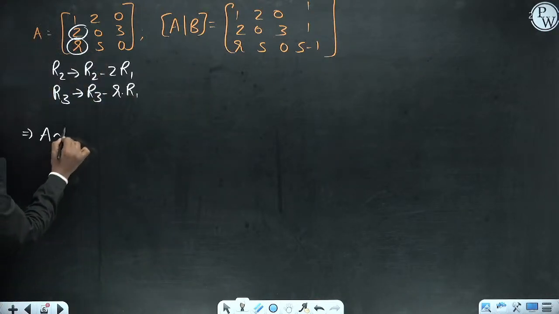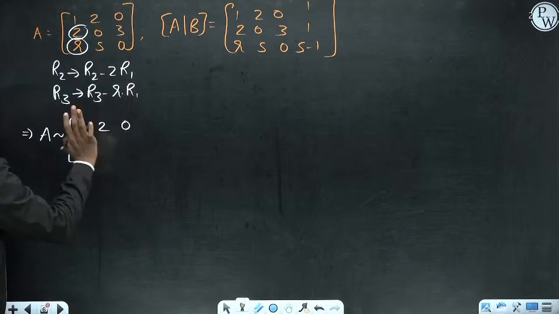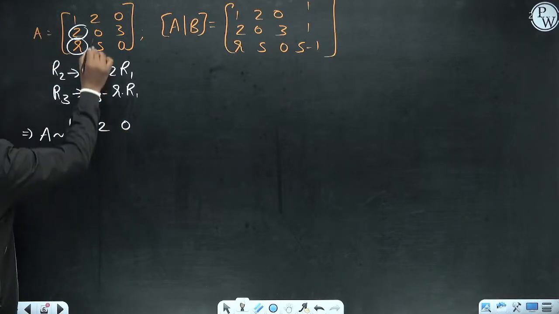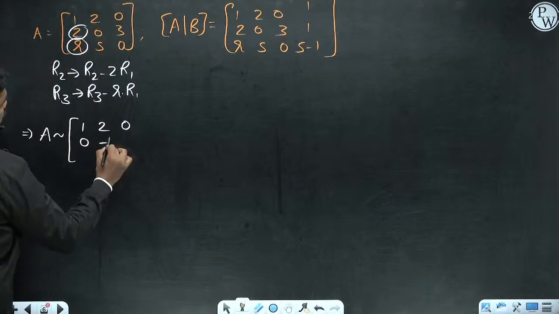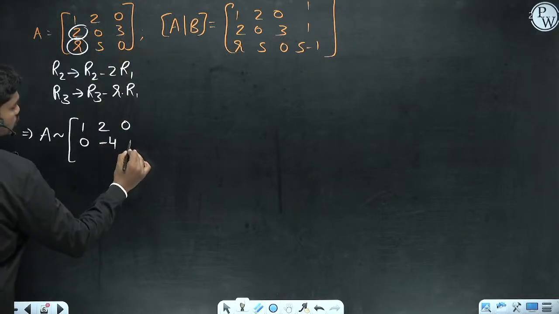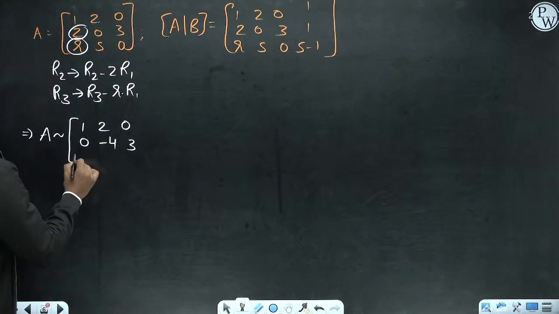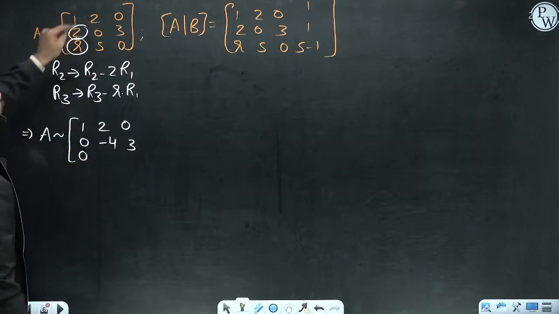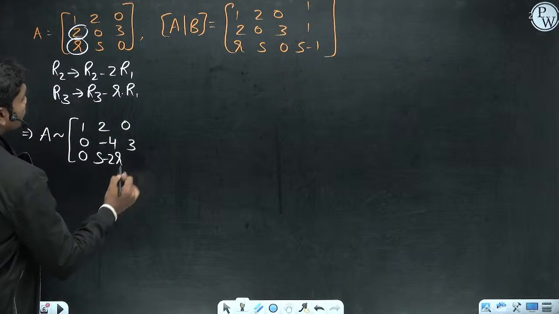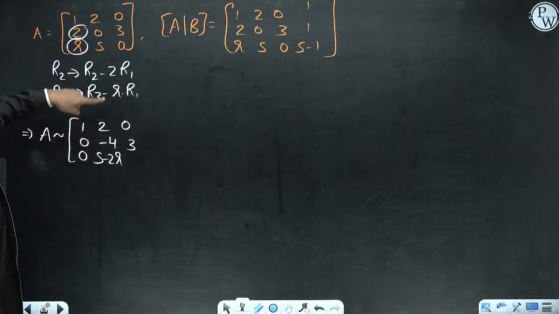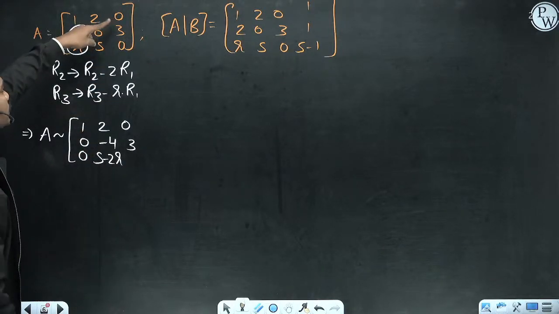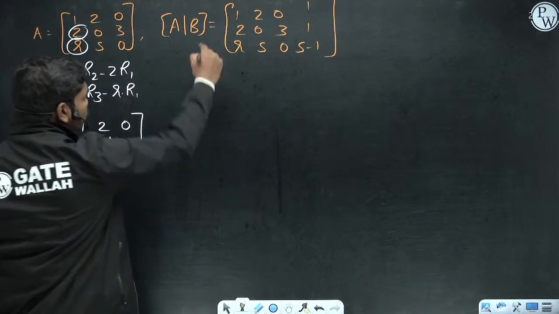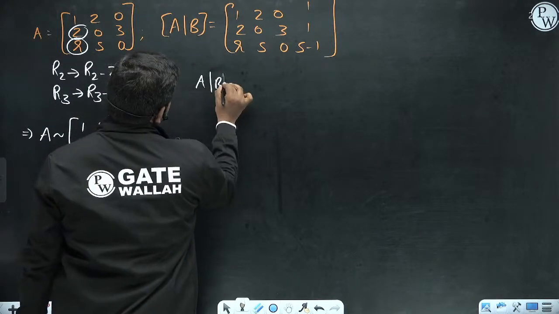ये इज इक्वलेंट टू, फर्स्ट रो में कोई ट्रांसफॉर्मेशन नहीं है, सो 1 2 0, 2 minus 1, 2 minus 2 times of 1 is 0, then 0 minus 2 times of 2 is minus 4, 3 minus 2 times of 0, so 3. लेकिन यहाँ r minus r times of 1 is 0, s minus r times of 2, so s minus 2r, and s minus 2 times of r, okay, 0 minus 3r times of 0, so this is 0 actually here. Okay, now let us transform this also, A augmented with B.